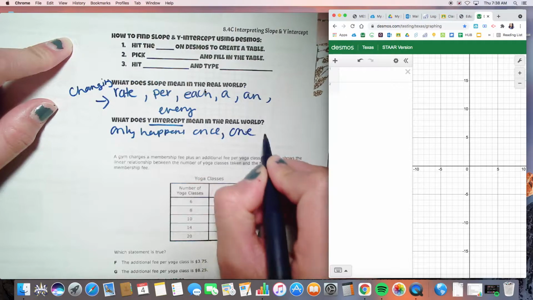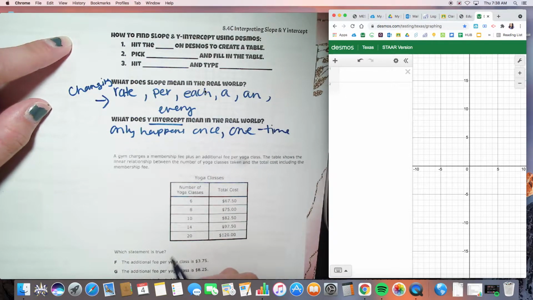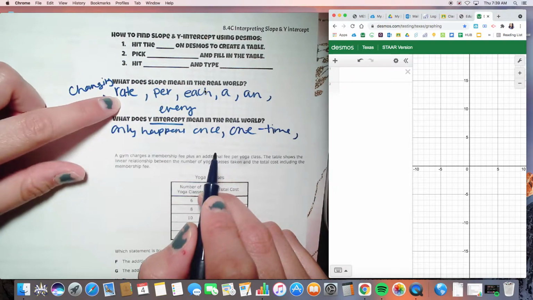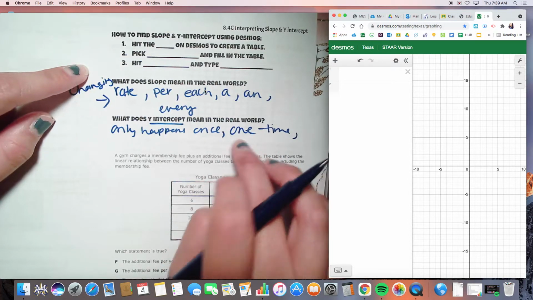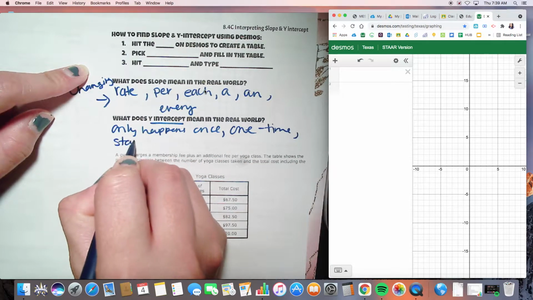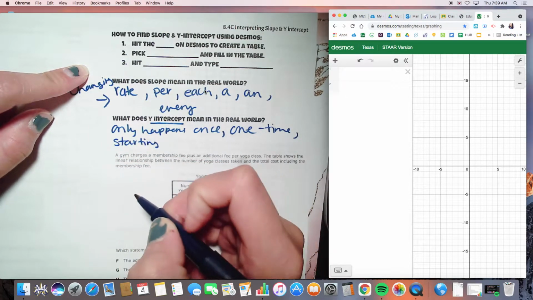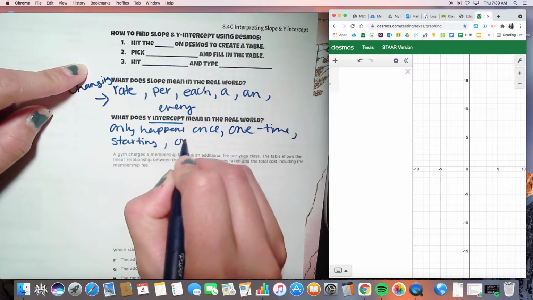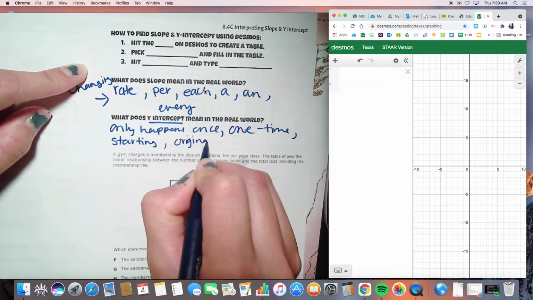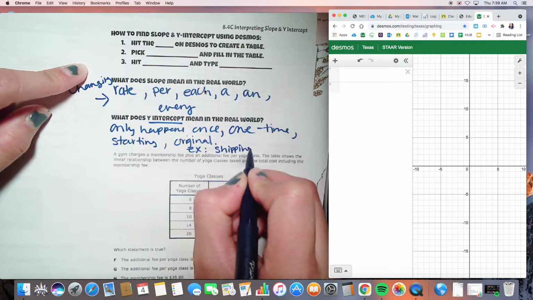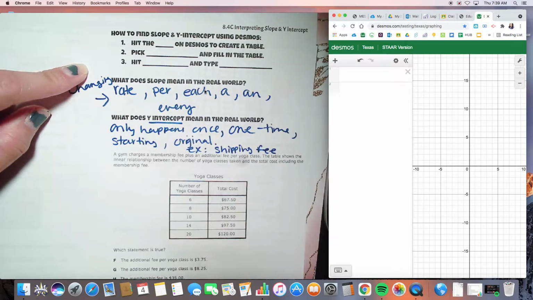So you'll see the word one-time, like a one-time fee. Fee doesn't always mean that it's a y-intercept. You could see fee for slope as well, so don't think that it's automatically the y-intercept, but it's something that happens one time. It can also be your starting. So we started with 50 gallons and then we added 30 each time, and it could also be original. Okay, and just think of an example, shipping fee. That only happens once, and it doesn't matter how many things you buy, you're still paying a shipping fee.